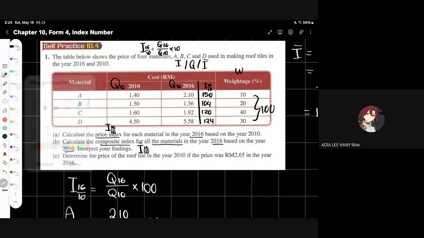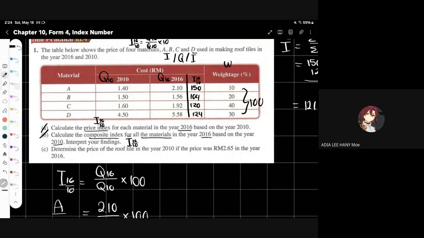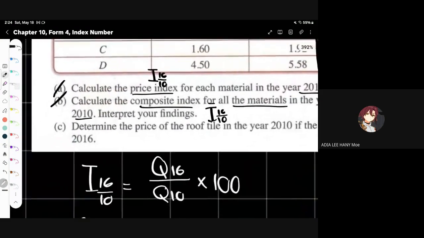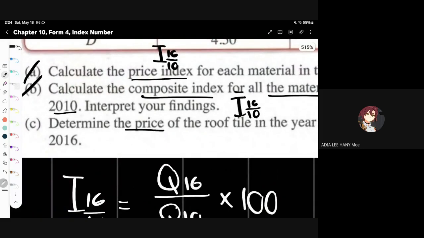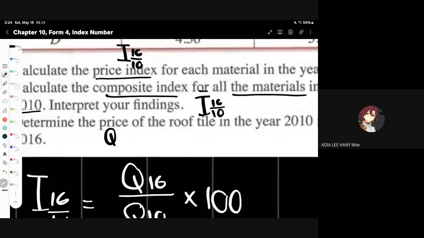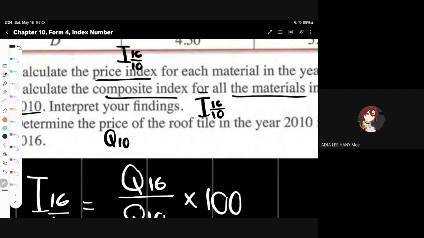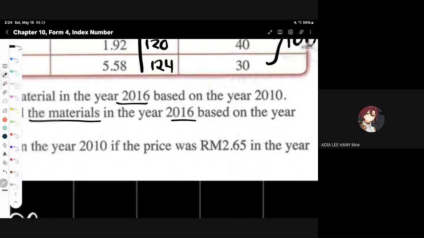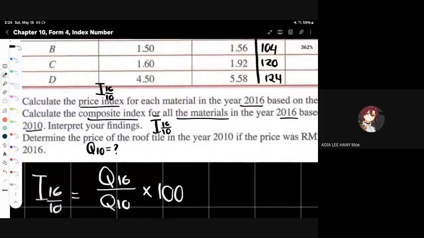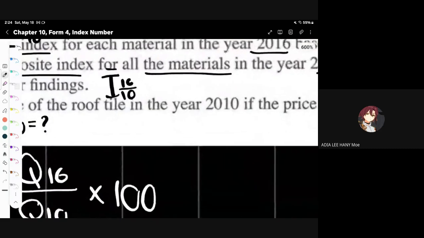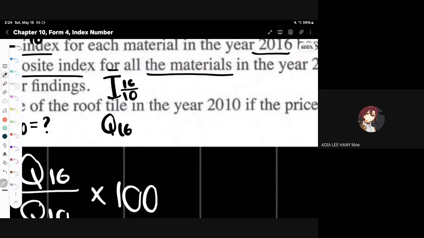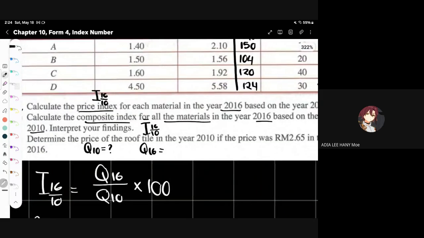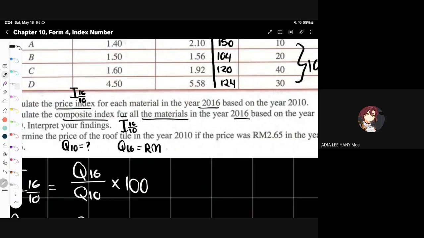Let's do C. Determine the price of the roof tile. Okay, I'm just going to stop here. The price, what they want is Q. They want Q of the roof tile in the year 2010, so they want Q10, if the price was 2 ringgit 65 cent in the year 2016. So Q16, the price is RM 2.65.